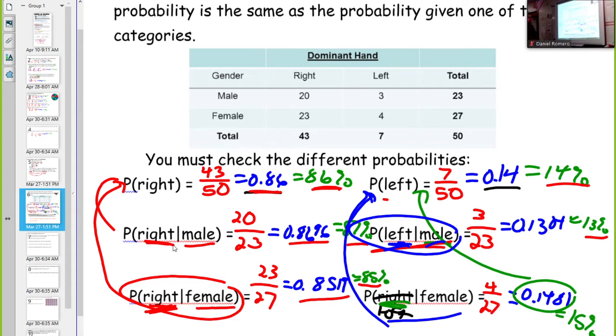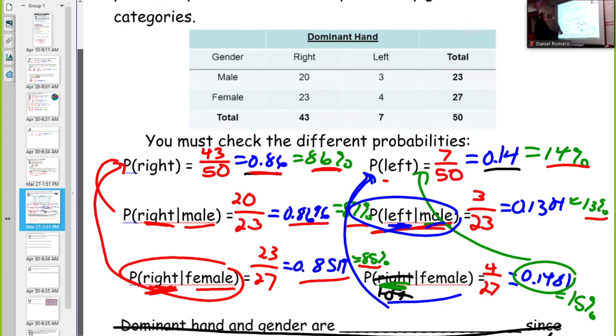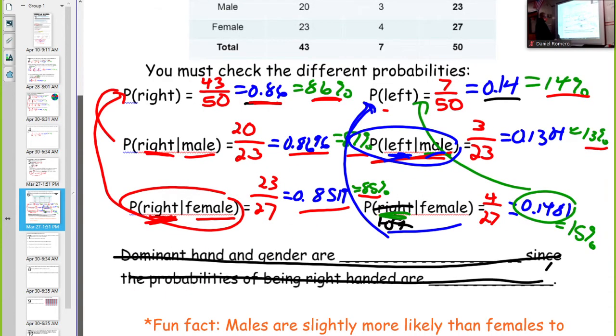I think that's why this slide goes on at the end to tell you a fun fact, that if you're male, you're slightly more likely to be left-handed than females are. There's a little bit of a dependency. I didn't write that, so I can't authenticate that data.